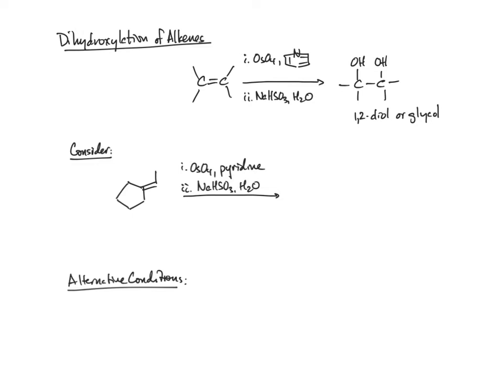And then this small i and ii, so 1 and 2, basically means all of these conditions are run in the same reaction, but just sequentially. So you have your alkene, then you add these, then the mechanism proceeds to add the oxygens to each carbon. And then after a certain amount of time, you add this reagent, sodium bisulfite, which is a reducing agent that gets rid of the osmium basically. And so what ends up happening is you end up with a 1,2 diol. These are commonly known as glycols.